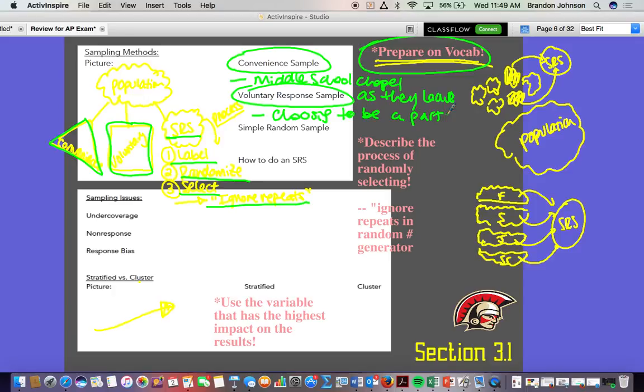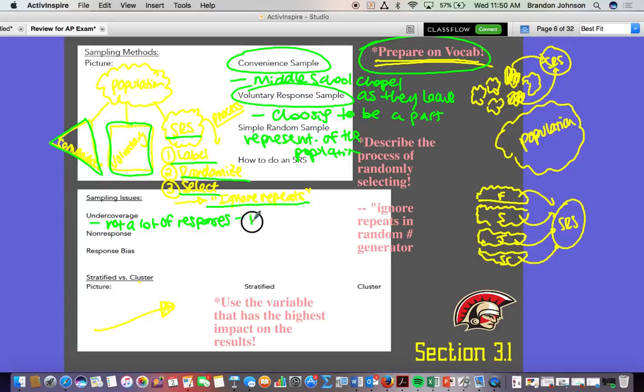What's an SRS? Well, we said it's representative of the population. Representative of the population. All right. How to do an SRS? Okay, we've got that. We did that there. All right, let's go down below. Down here, what's undercoverage? If I have something that's undercoverage, what is that? You don't have enough responses. Yeah, not a lot of responses, right? So I would put that. Not a lot of responses.